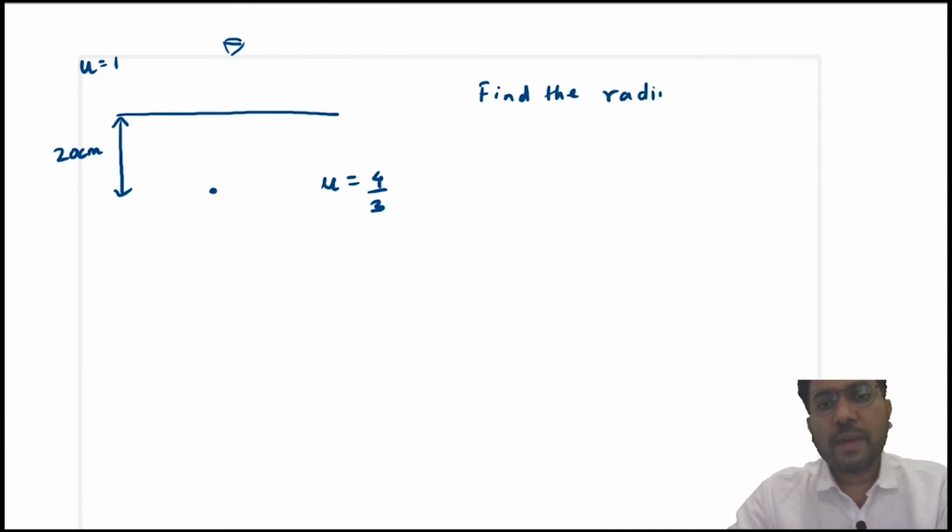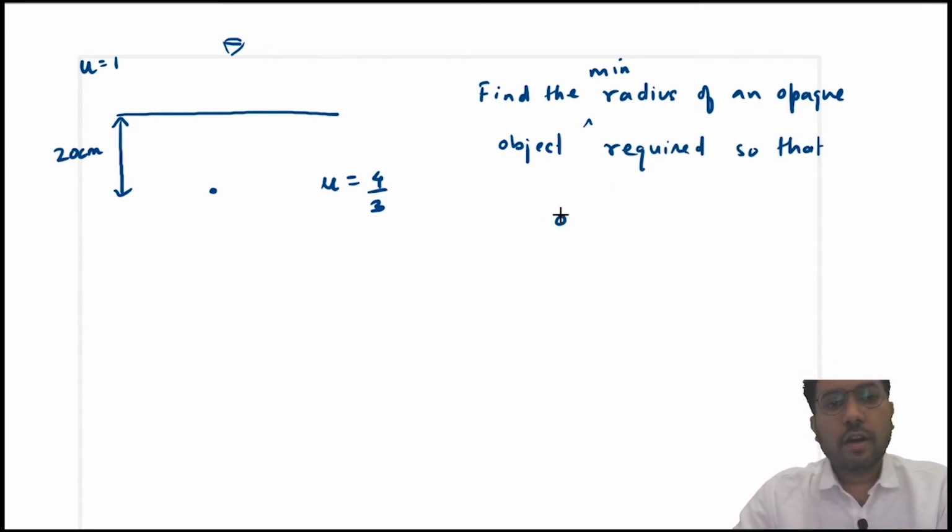radius of an opaque object. You can say, find the minimum radius of an opaque object required so that the object cannot be visible from the top.